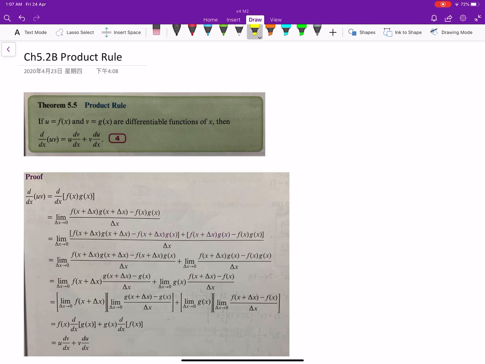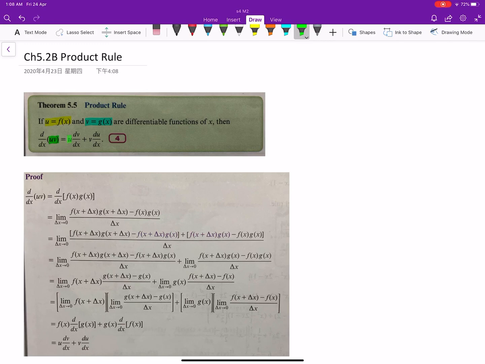So if we consider f(x), and we use u to represent it, and we have g(x) as another function, and we use v to represent it. Here, if two functions are multiplied together, and we want to differentiate the product of these two, then we just look at what will be the result.